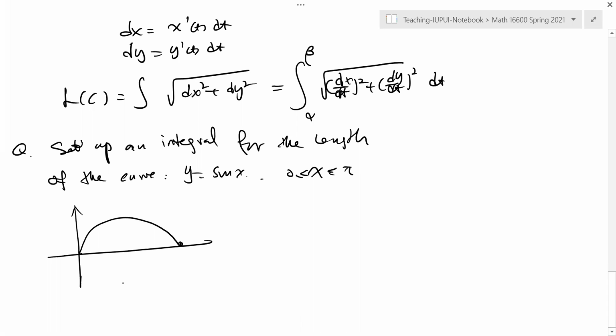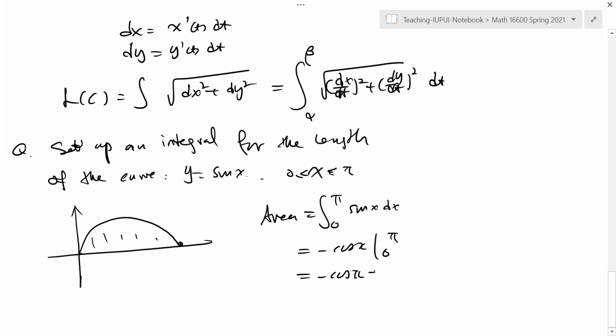Okay, we know the area of the region, right? The area is going to be the integral of the function, which is going to be negative cosine x evaluated at the endpoints. Then you get negative cosine pi plus cosine 0, which is 2. It's an integer. So the area is an integer.